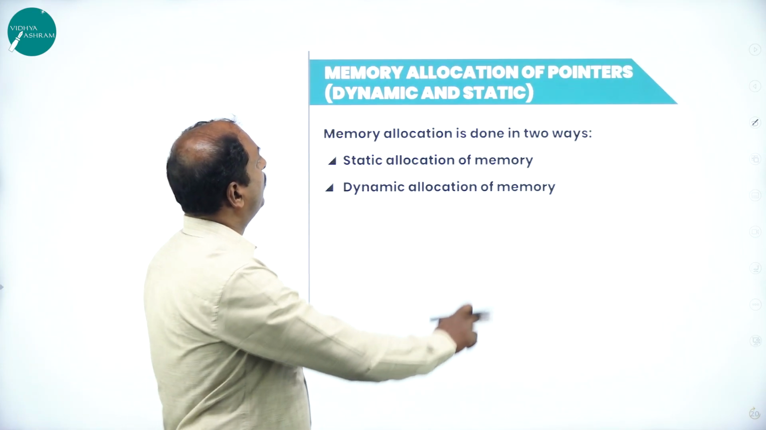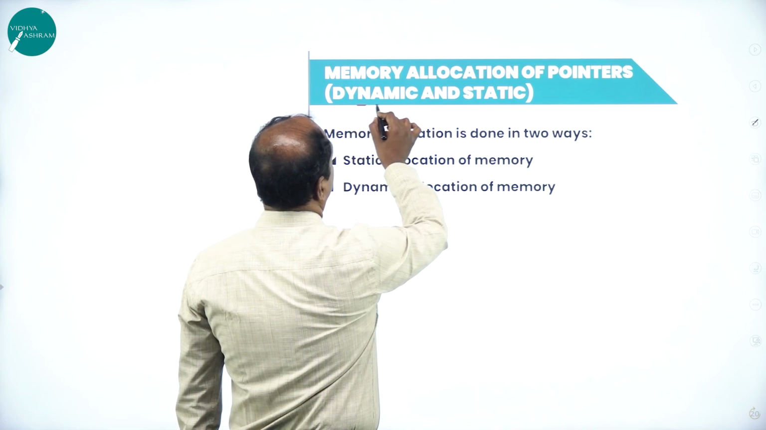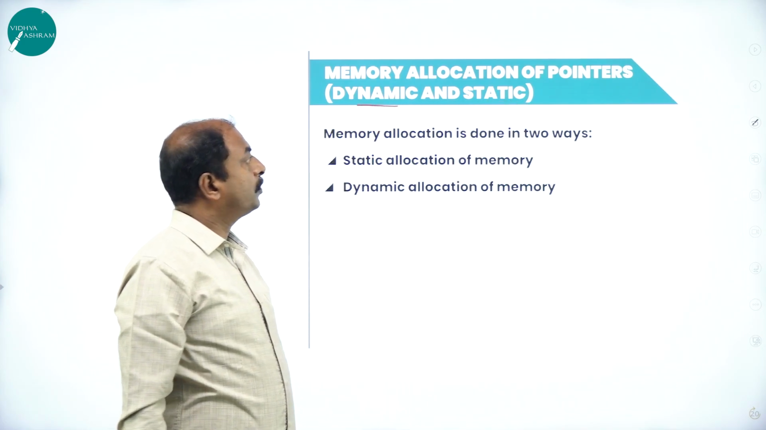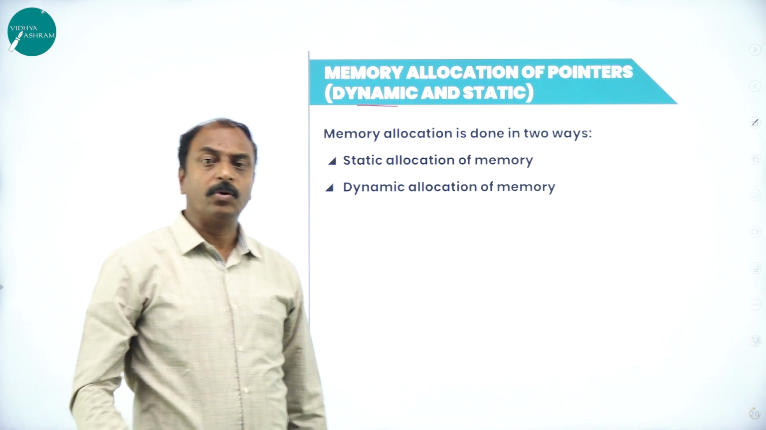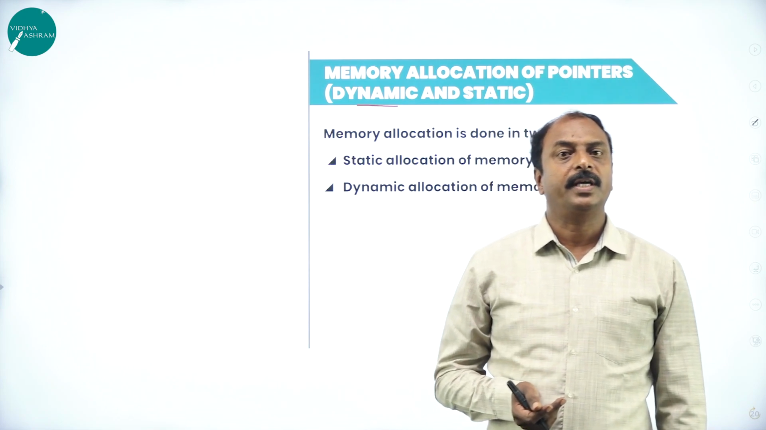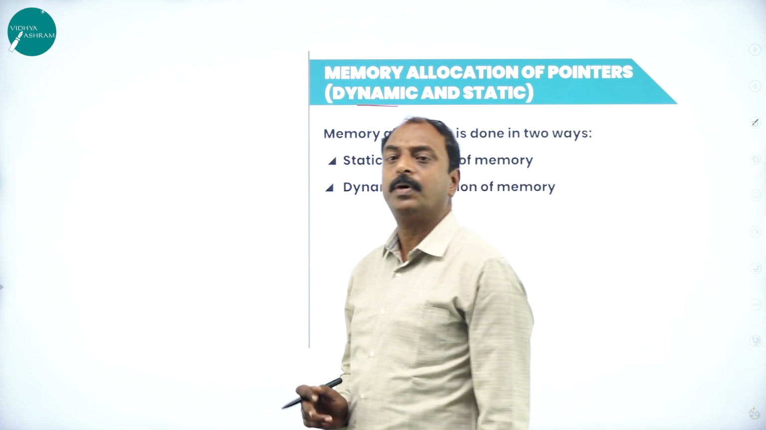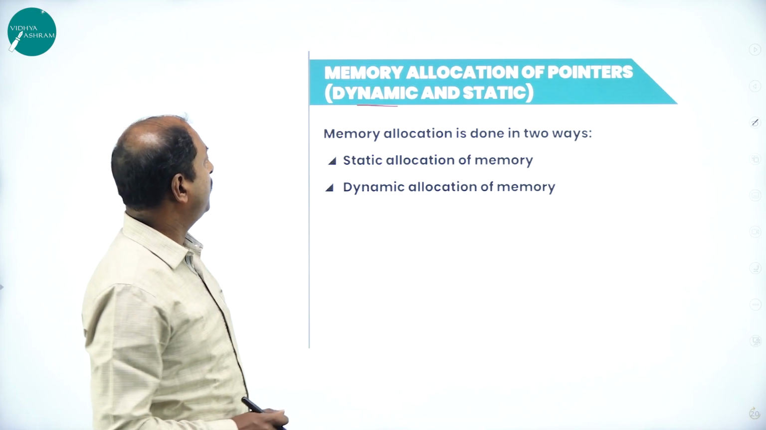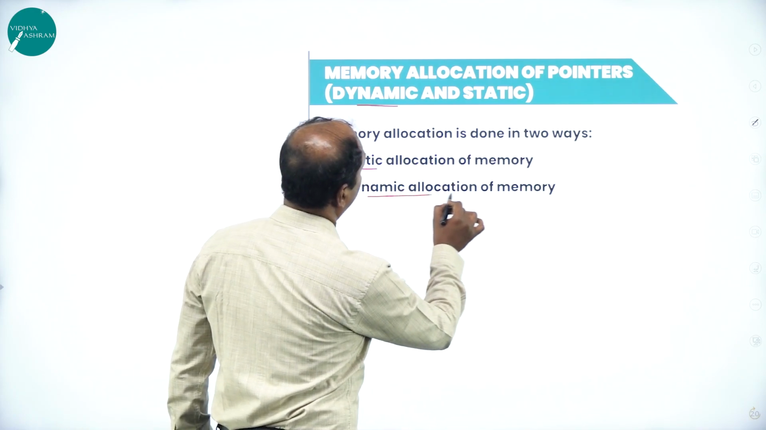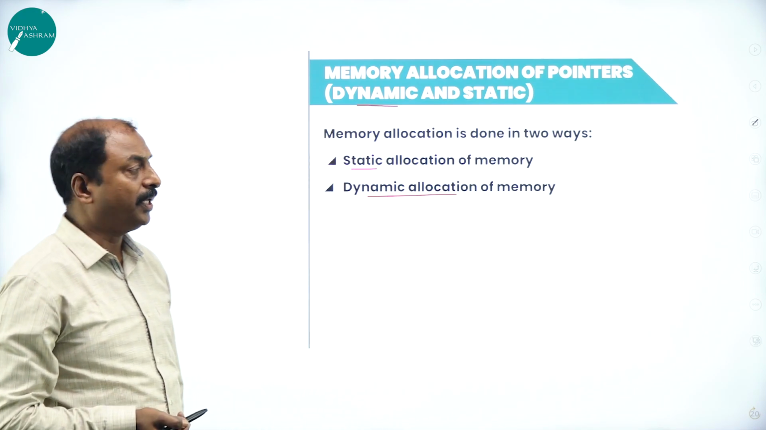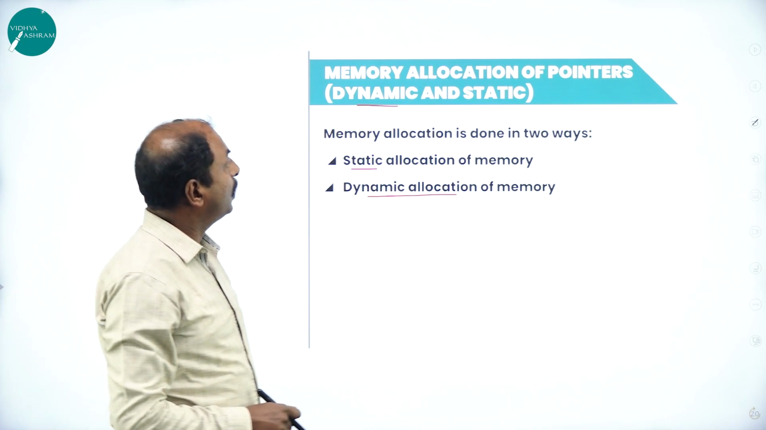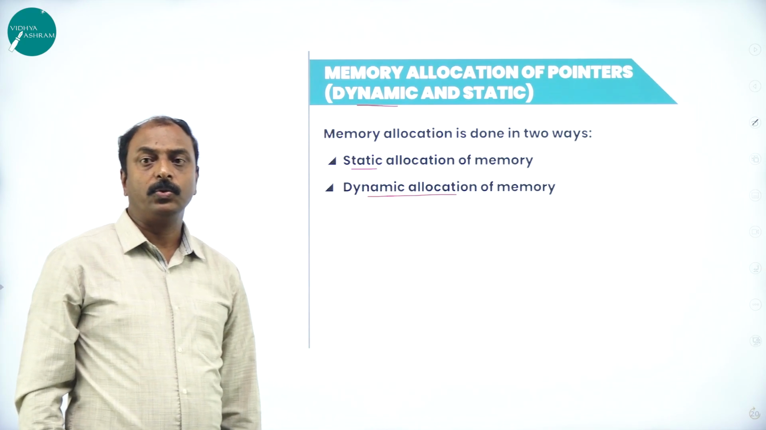And here, memory allocation of pointers, there is dynamic and static memory allocation. Whenever we talk about pointers, memory has to be allocated even for pointer variables, and there are two methods where we can allocate memory for a pointer variable. One is static allocation of memory, and the second one is dynamic allocation of memory. These are the two methods where memory allocation can be done with respect to pointers.